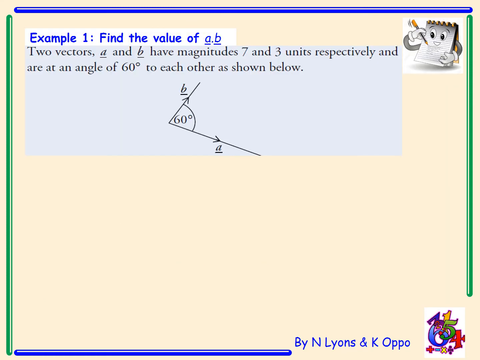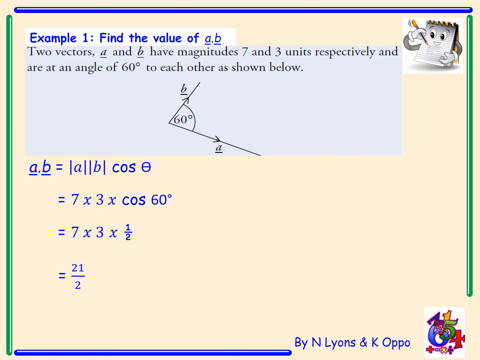Example 1. Find the value of A dot B. Here we can see we have two vectors A and B, and they have magnitudes 7 and 3 respectively. The angle in between is 60 degrees. First thing we'll do is write out the scalar product formula. Inserting the values will give 7 multiplied by 3 multiplied by cos 60 degrees. Cos of 60 degrees is equal to a half, so 7 multiplied by 3 multiplied by a half will give a final answer of 21 over 2.